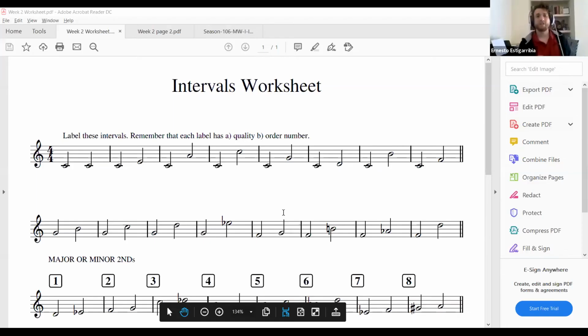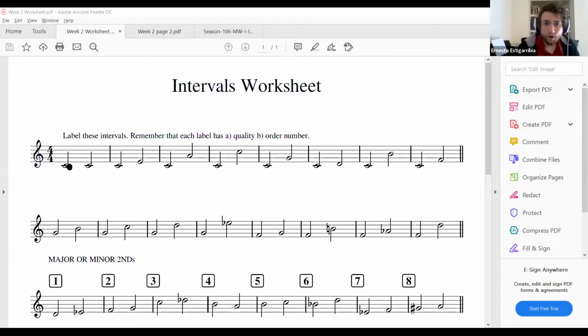So the worksheet, in the first exercise, let me share that with you here. In the first line here, we have all these intervals in a random order, and the goal is to identify the names of them. And again, the name has two parts, the quality and the distance. So I want you to start this by labeling all these with the distance. So just write the order number.